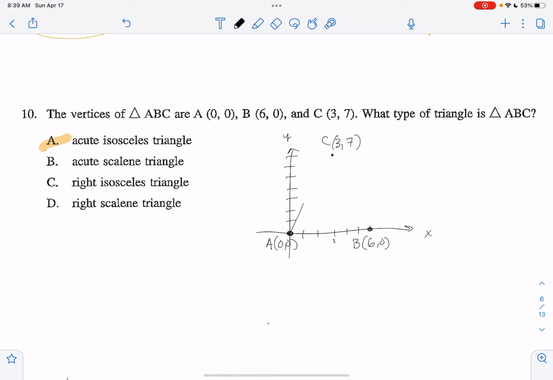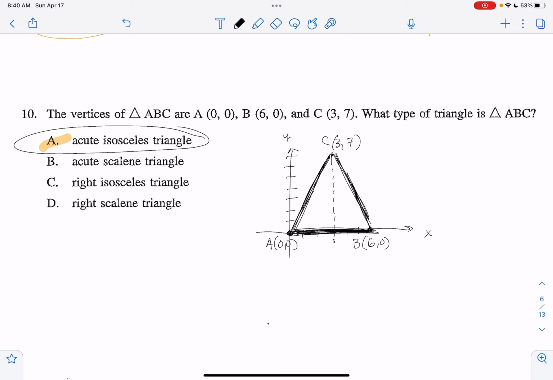So if you connect the dots here, it turns out that you made an isosceles triangle because this 3, 7 is right down the middle. And it's acute, so choice A, isosceles triangle. This vertex angle is acute and not obtuse. It's not scalene because scalene means 3 different sides. And it's not a right triangle because there are no right angles.